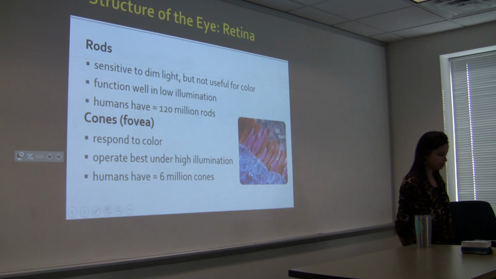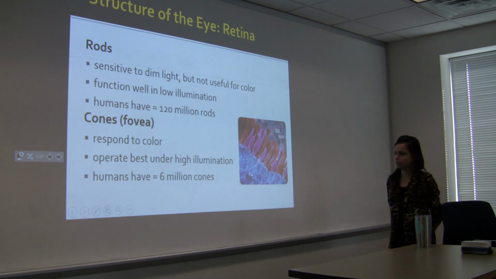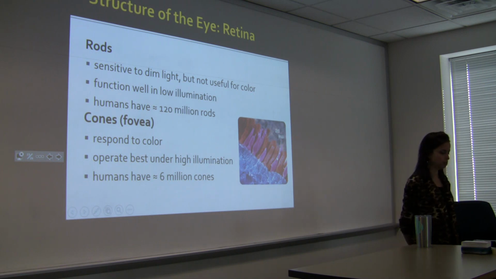We also have cones, which are located predominantly in the fovea, and they respond more to color. So that's the difference between those two. They work best under high illumination, and we have about 6 million of them. So we have significantly less cones than we do rods.